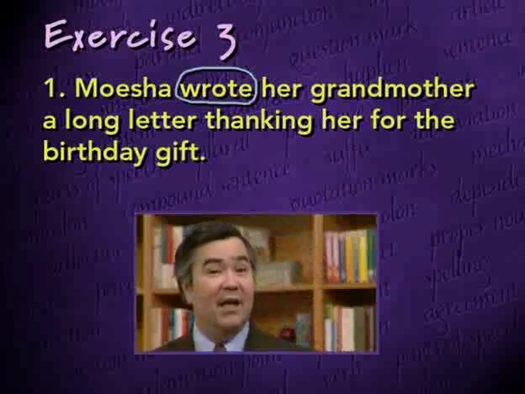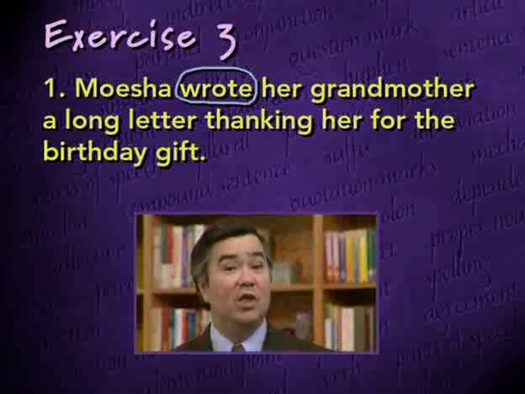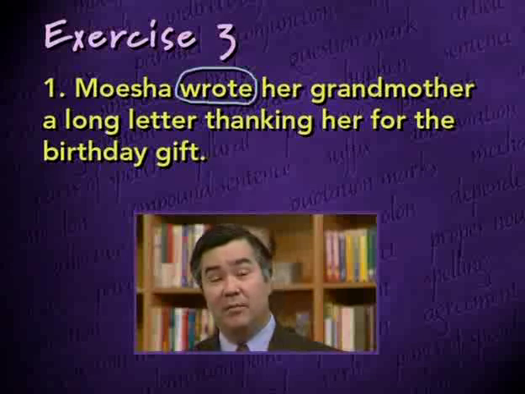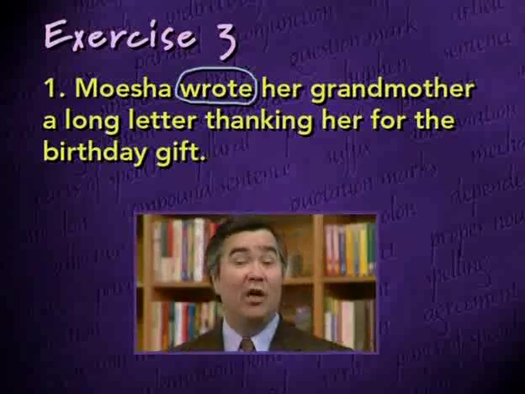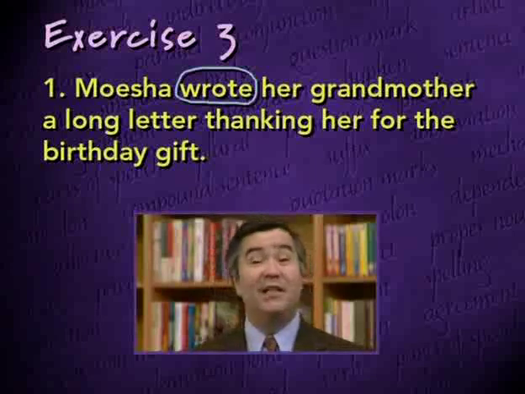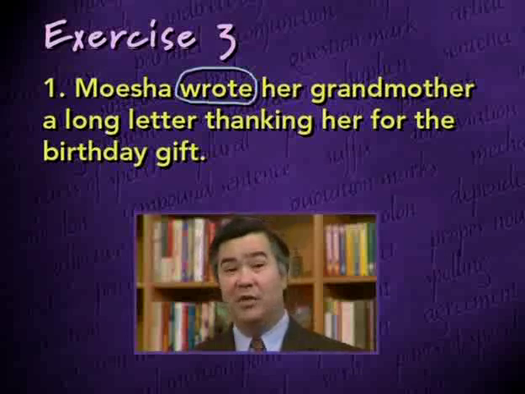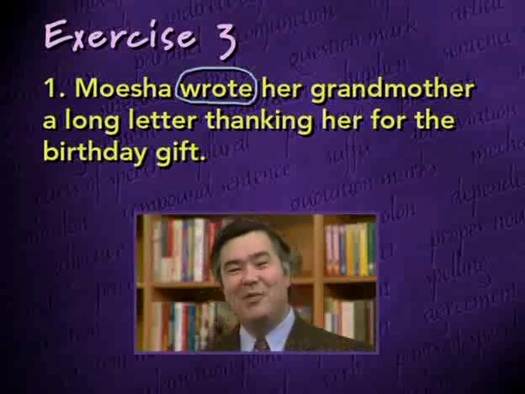Now, is there a direct object? That is, is there something in the sentence which tells us what Moesha wrote? Something that receives the action of the verb wrote. Yes, what Moesha wrote was a letter, specifically a long letter. So the word letter is the direct object of the verb wrote. It tells us what Moesha wrote. Now the tricky question, is there an indirect object?